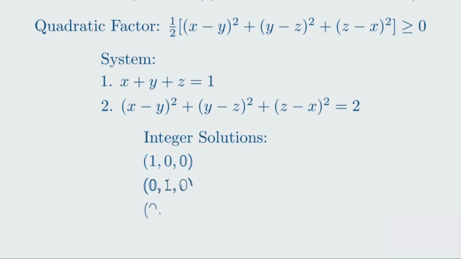And by symmetry, we can also say that any permutation of these, like 1, 0, 0, or 0, 1, 0, or 0, 0, 1, are all valid solutions. And this concludes our exploration. We've successfully achieved our goal of factoring the sum of three cubes and using it to find the integer solutions to a challenging cubic equation. Thank you for watching.